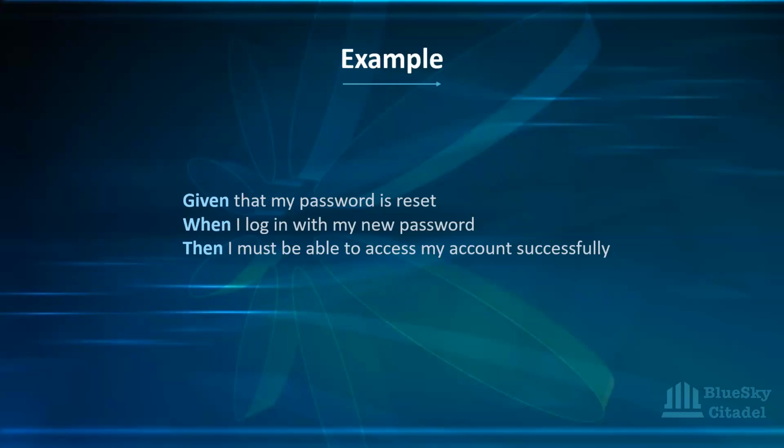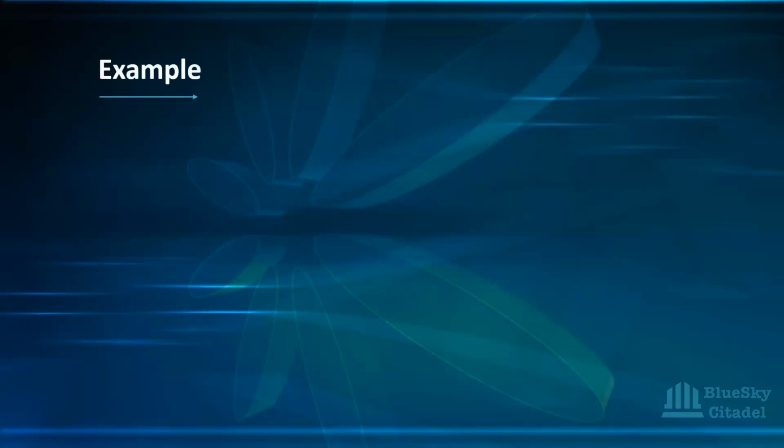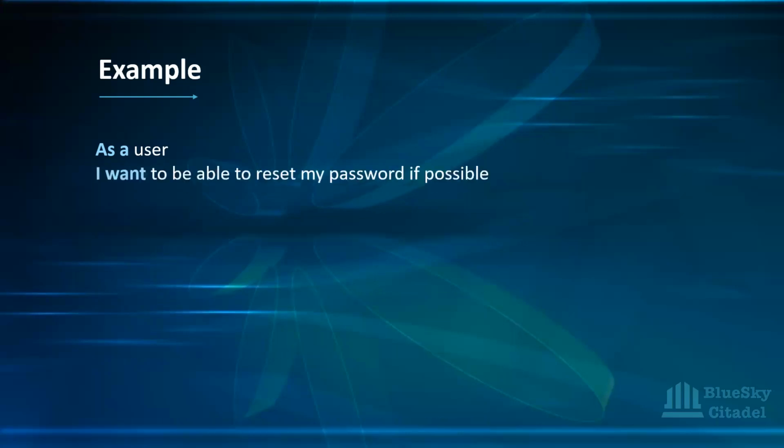Okay, so we've looked at good examples, which is great, but we want to look at some not so good examples. So let's look at this story here. This is the same scenario, but this is a user story that's written not so well. As a BA, you do not want to write user stories like this. As a user, what kind of user? I want to be able to reset my password if possible, so that I can log in.